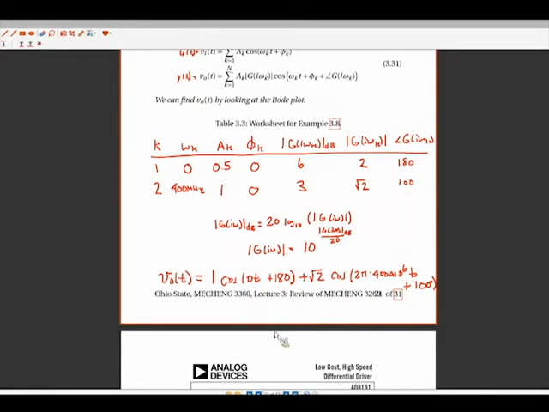All right. Cosine of 180 degrees is what? -1, right? So it flips the sign. All right, so if I simplify this, I have -1 plus square root of 2 cosine of 2 pi times 400 times 10 to the 6 t plus 100.